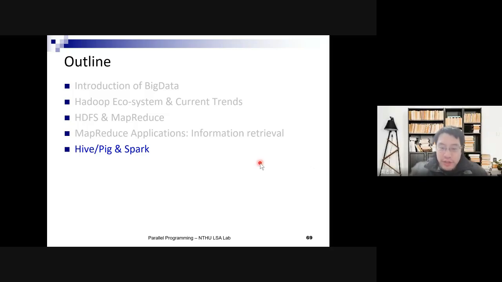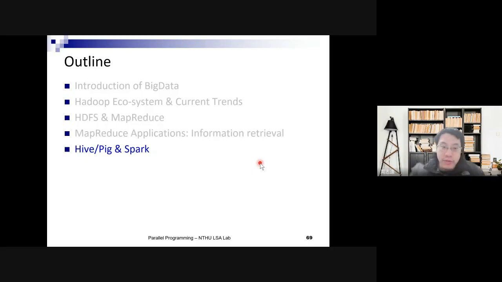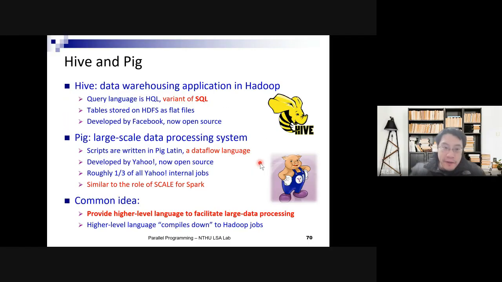Right. So we mentioned there are many other data processing software built around MapReduce and HDFS. Two classic examples, actually, we probably should say three examples, are Hive, Pig, and Spark. Okay. So what are they? We briefly mentioned them before.